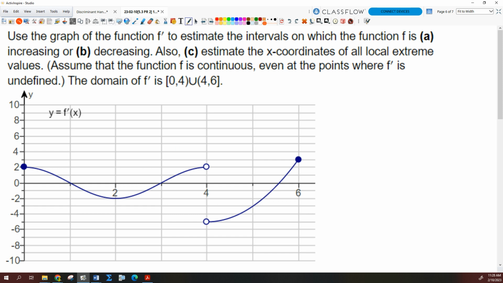a relatively large positive slope. So it's going from increasing to a relatively large negative slope. So it's doing something like that, isn't it? You see that? Okay. Assume the function is continuous. So that makes sense? And then the rest of it's pretty straightforward.